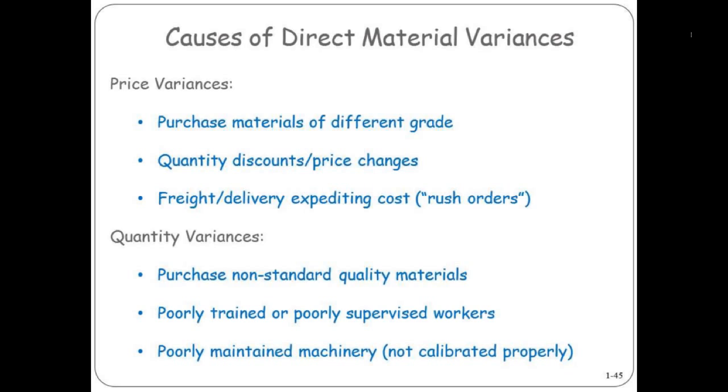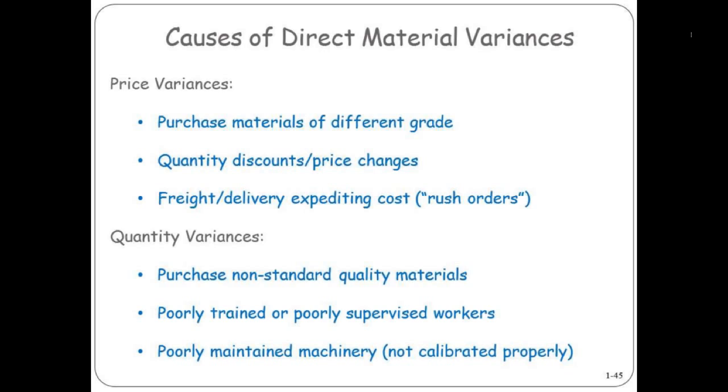Quantity variances: maybe you purchased lower quality goods. Maybe you decided to try something different and see if lower quality raw materials would work for you. Well, you needed more of it to get it done. Maybe your employees weren't trained right. Maybe you have new people coming in and they're not doing the job the way they should, and there's more waste than usual. Maybe your machinery needs to be maintained better. So those could cause quantity variances.